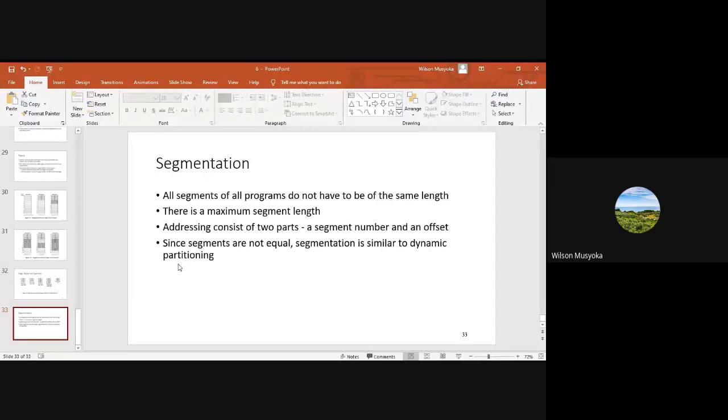So at the higher level, this is what I want you to take home at the end of this. At the higher level, we have what we are calling partitioning for processes. And then these processes are also going to do segmentation, which is similar to dynamic partitioning. So that is how the operating system does memory management.